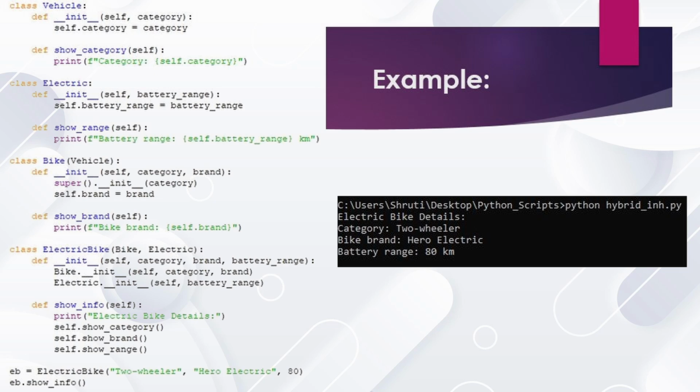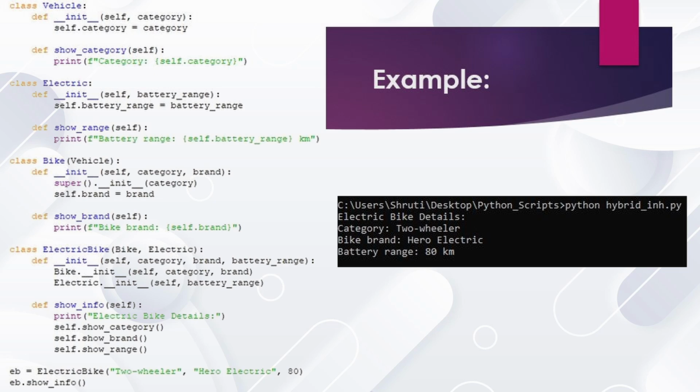The showCategory is called to display the category two-wheeler, inherited from the Vehicle class. ShowBrand is called to print the bike brand, which is Hero Electric, inherited from the Bike class. Finally, showRange is called to print the battery range, which is 80, inherited from Electric.